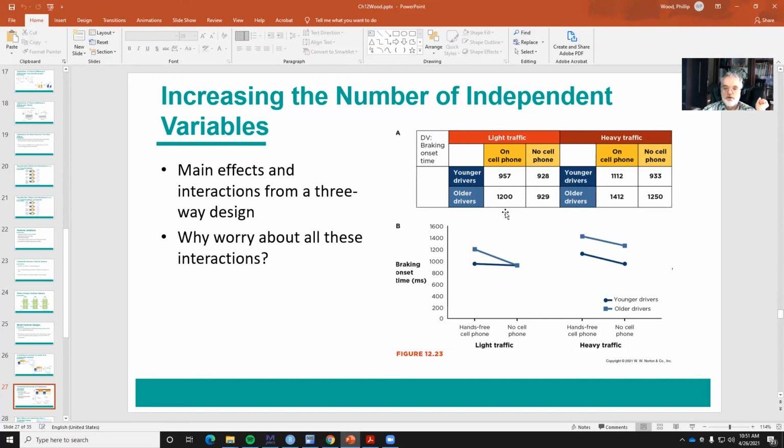And what we see here in this little scenario is that in light traffic, if you are an older driver, there's an effect for being on the hands-free cell phone, but not for the younger drivers. However, if you're in heavy traffic, there's a main effect for both the younger and the older drivers, and there's also an age effect for younger versus older drivers. Well, I see I'm at time here. I don't have very many slides left in this presentation, but we'll finish this off and then we'll come back and go into the next chapter after that.